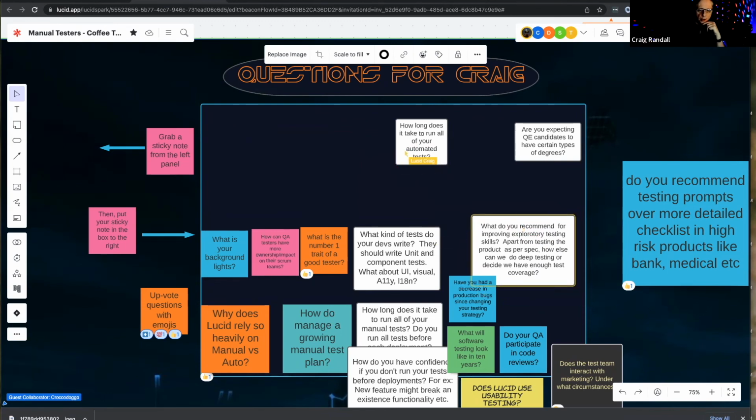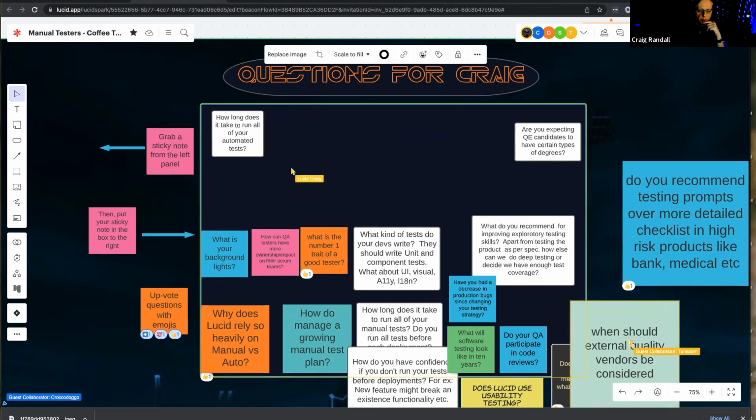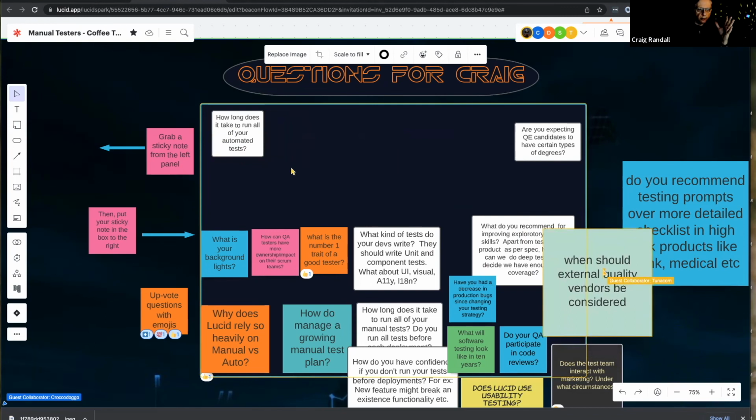Let's see. How long does it take to run all of your automated tests? I'm not gonna lie, I honestly never remember the answer to this. I would be guessing wildly. It's somewhere around an hour and a half, I think, to run absolutely everything.